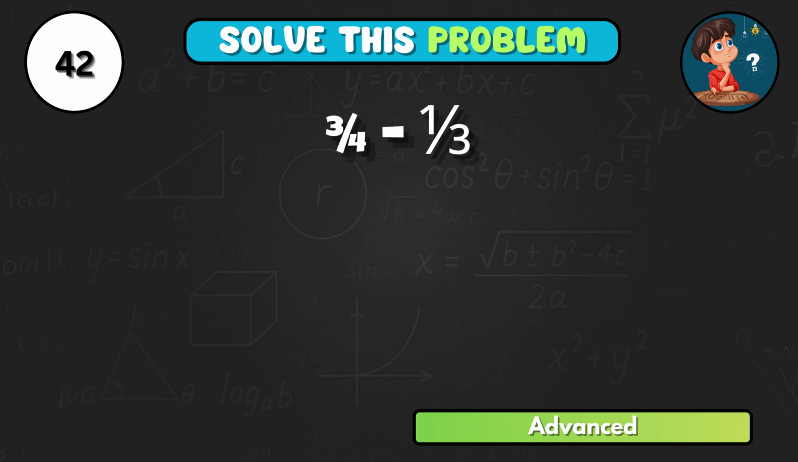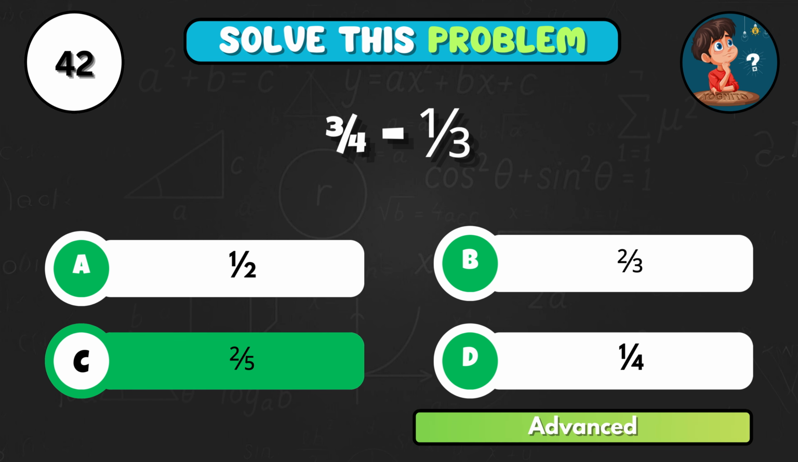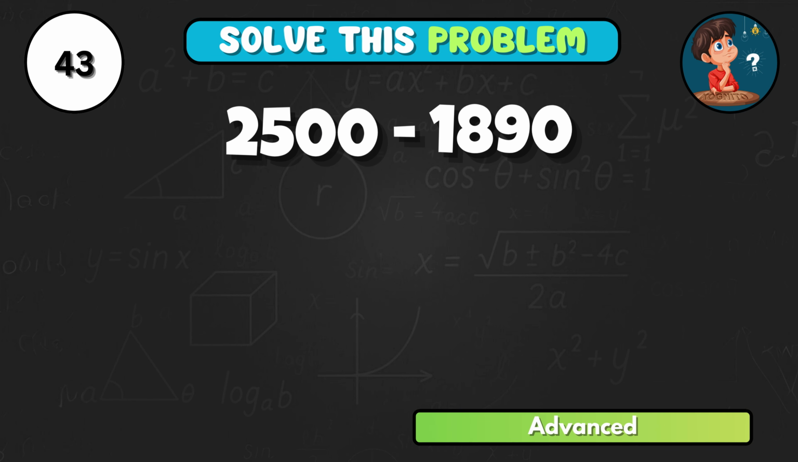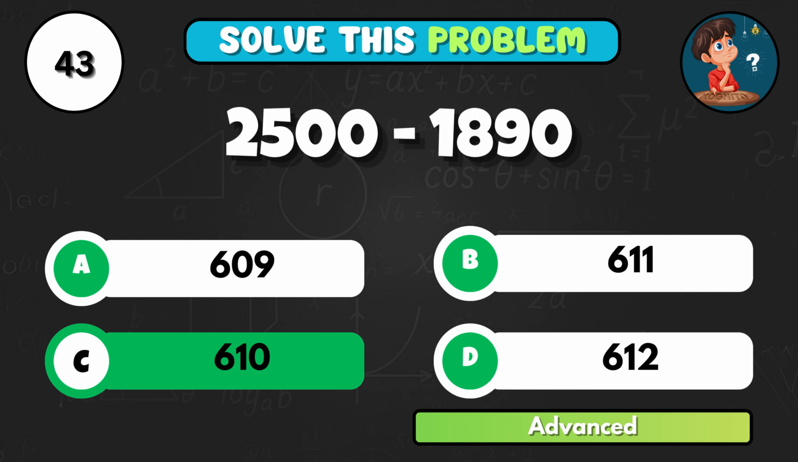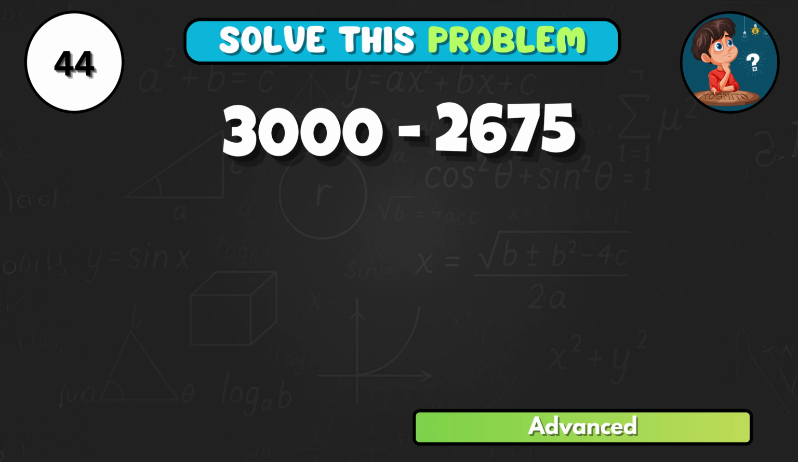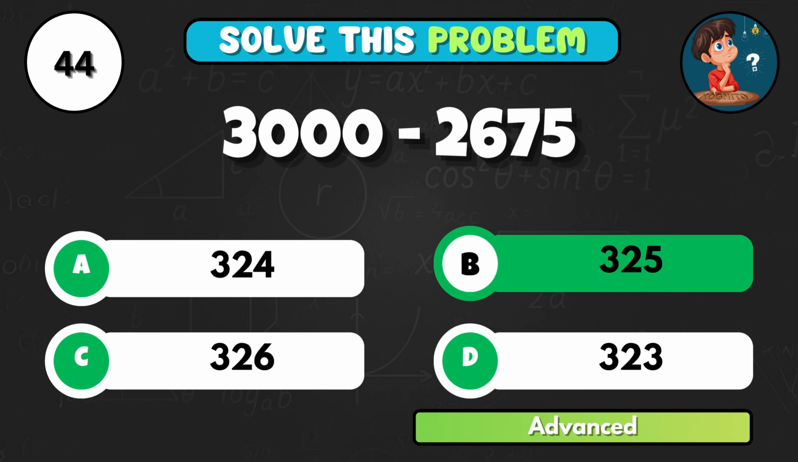Subtract 1/3 from 3/4. Option C is correct. The answer is 2/5. What is 2,500 minus 1,890? Option C is right. That makes 610. Subtract 2,675 from 3,000. Answer is B. That leaves 325.